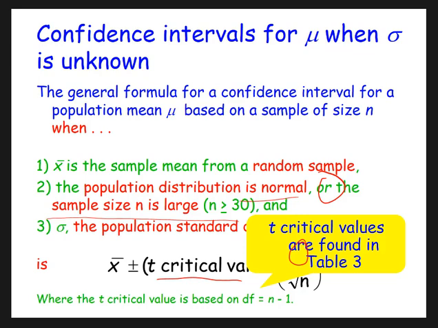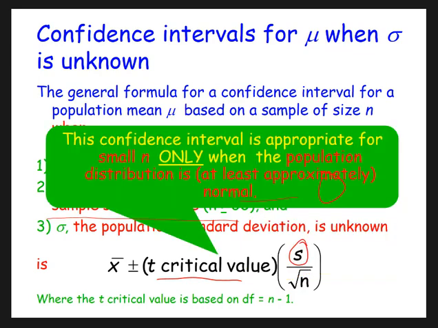So the t-value, remember, has to be based upon our degrees of freedom. So the confidence interval is appropriate for small n. In other words, if n is less than 30, only if we know that the population is approximately normal.